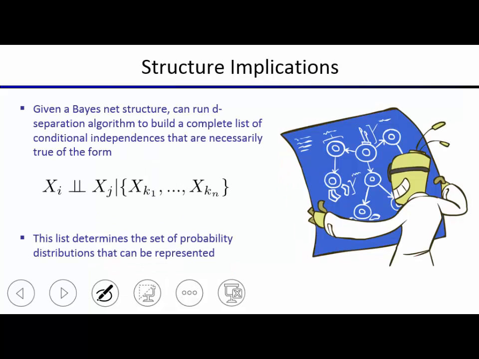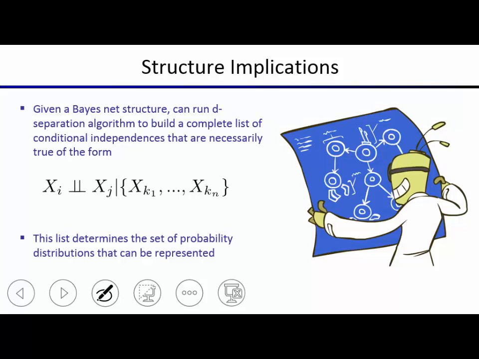Okay, so what we've looked at in this lecture is implications of Bayes net structure. We now have an algorithm called d-separation that allows us to read out conditional independencies that are guaranteed to be true no matter what numbers are put in the tables. Okay?